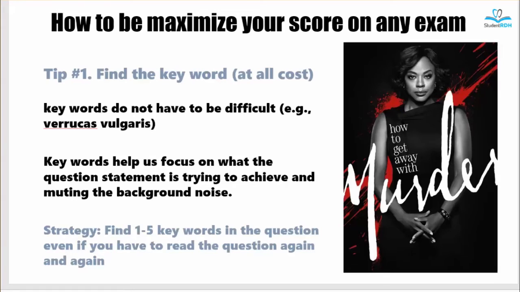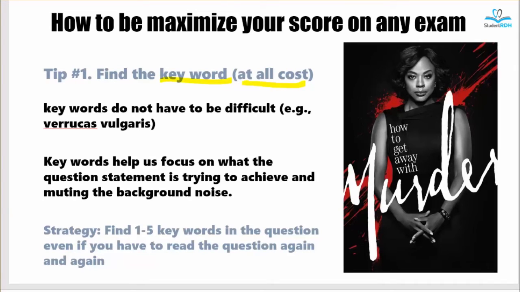So first, tip number 1, find a keyword at all costs. No matter what happens, you have to find the keywords. So this is a show that I love, How to Get Away with Murder. I don't really have time to watch it anymore, but I think it's a great show. But anyways, that's not the point. The point is, they're detectives, they're lawyers. What are they looking for? They're looking for clues, something that is going to take them to their final answer, to the final solution, to the final conclusion. We have to do the same when we take our exams, whether it's a school exam or a national board, a big exam.